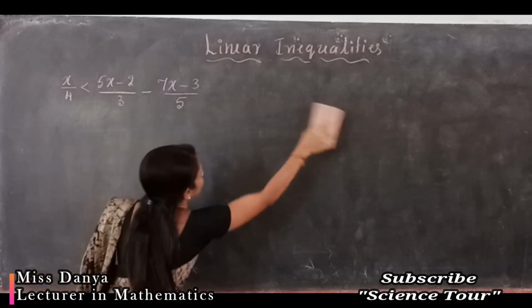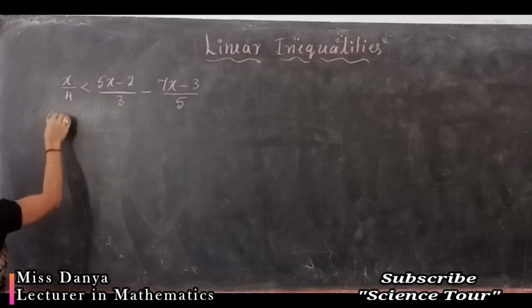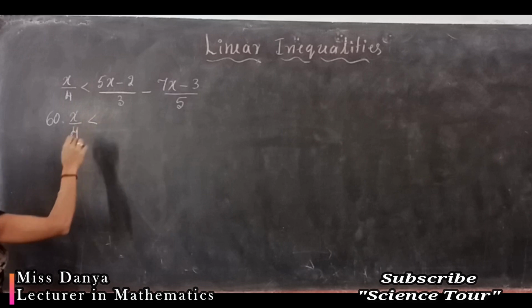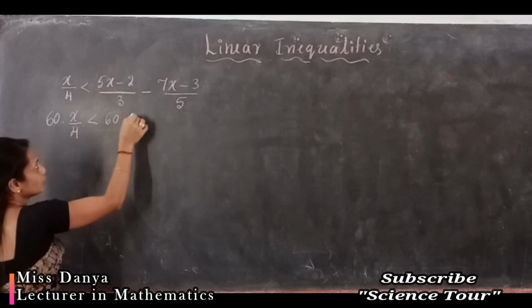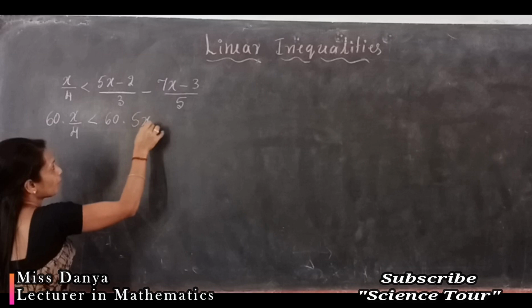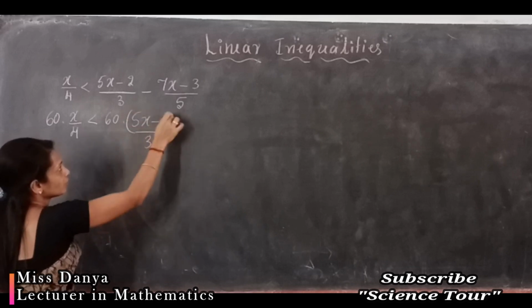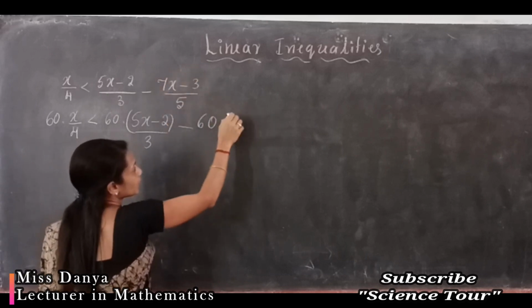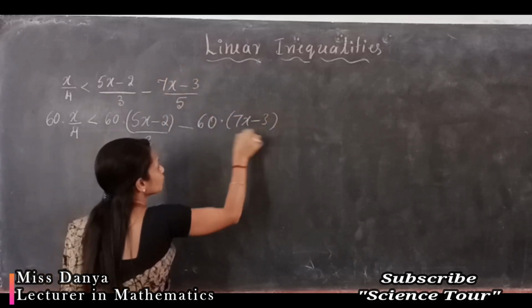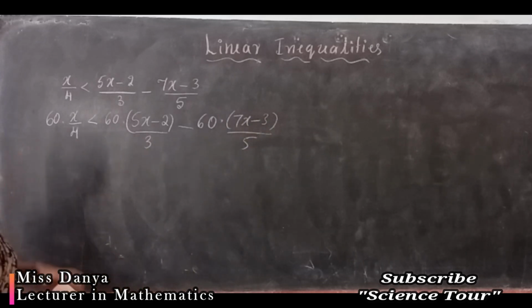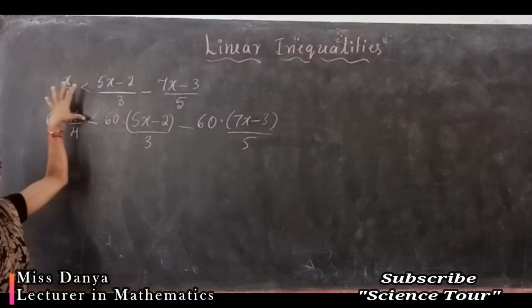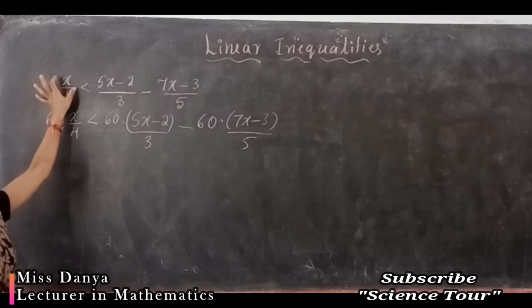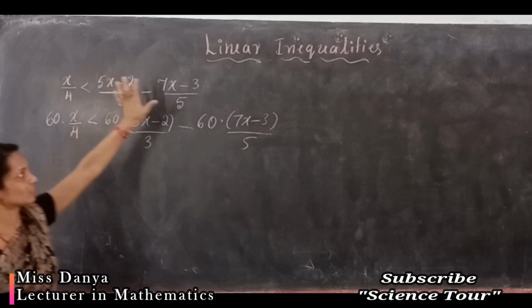So now multiply by 60. Then what you will get: 60 into x by 4, inequality symbol as it is. Next, 60 into 5x minus 2 dividing by 3. Then minus 60 into 7x minus 3 dividing by 5. What we did is we multiplied each and every term in this inequality by the LCM of denominators, that is 60. 60 into this one, 60 into this one, 60 into this one.